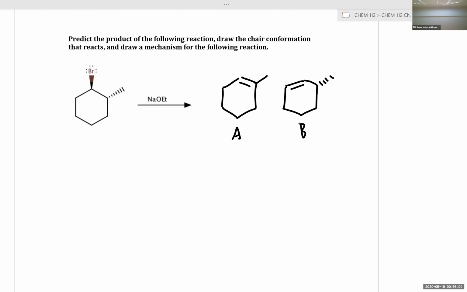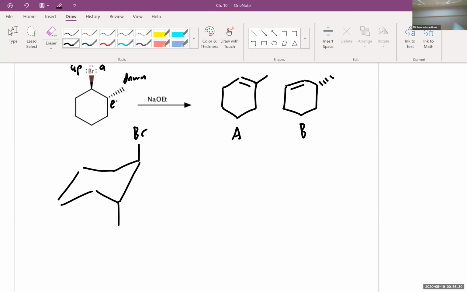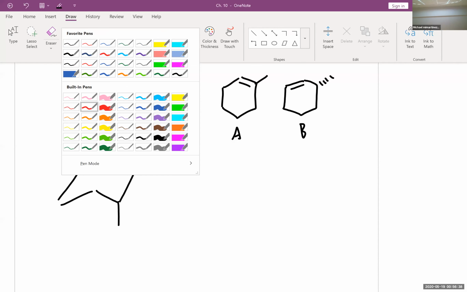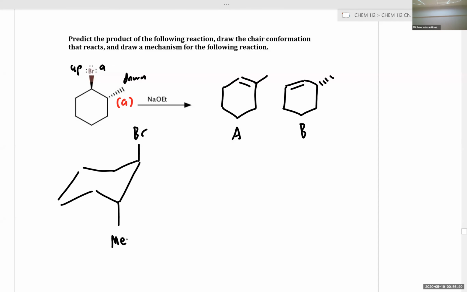So let's discuss this problem. First and foremost, the bromine is up, the methyl is down. Starting off, I'm going to draw one conformation. It may not necessarily be the lowest energy. So our bromine is up, so I'm going to draw it axial up. And the methyl is down, and instead of being equatorial, it's axial down. Okay, so let's put our methyl axial down.